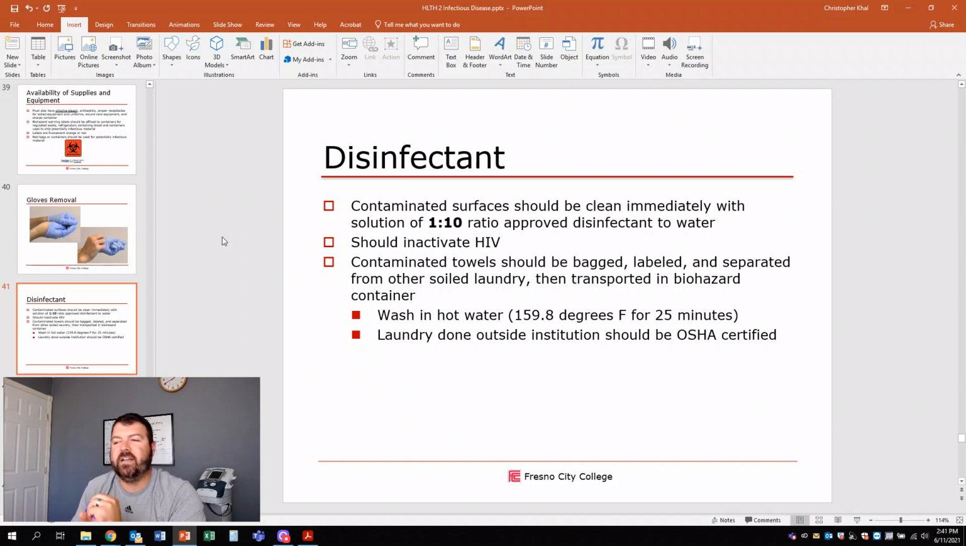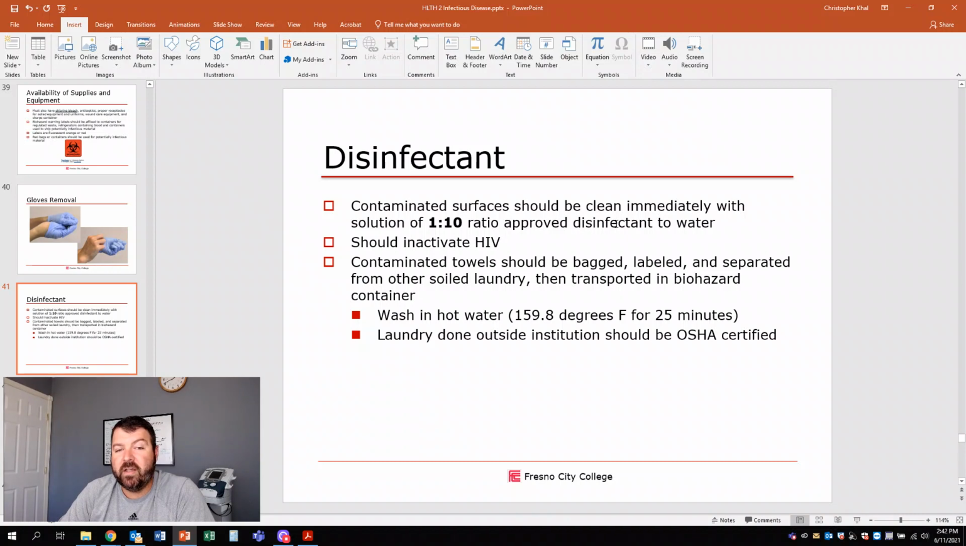All right, disinfectants. I mentioned bleach earlier. Bleach is a common one and does a really, really good job. Any contaminated surfaces should be cleaned immediately with a 1 to 10 ratio solution of an approved disinfectant. Bleach is a good one. If you are dealing with somewhere that has a lot of asthmatics, you may want to go to another kind of disinfectant, just because bleach triggers a lot of people with asthma. Just know that.